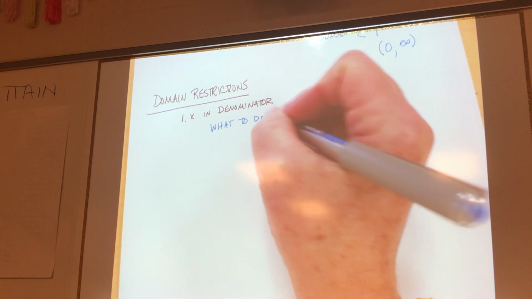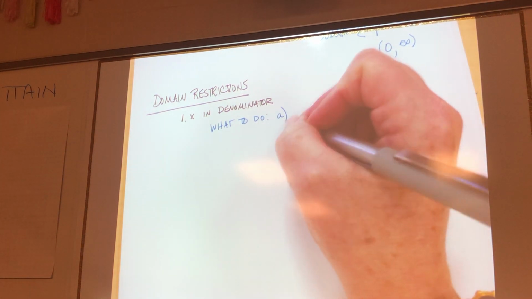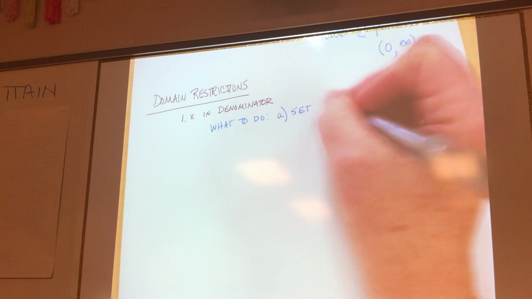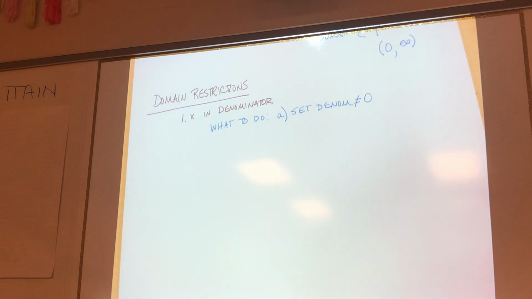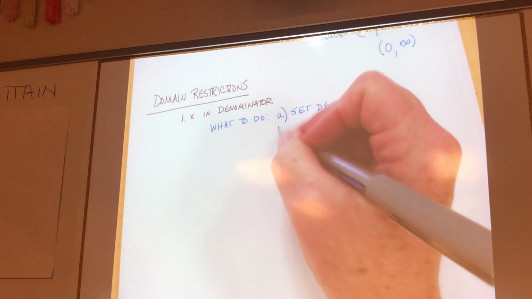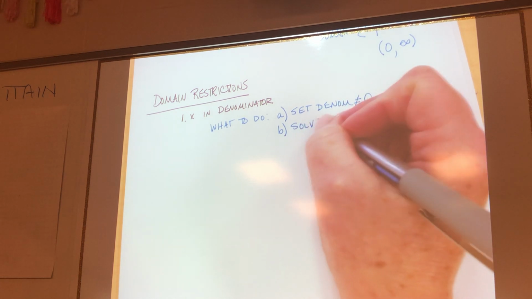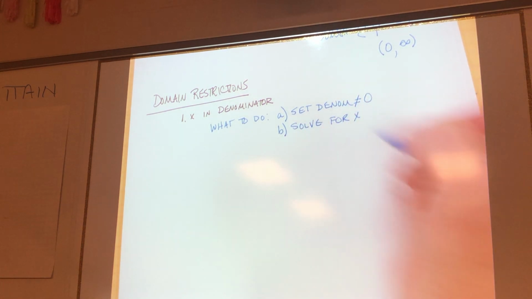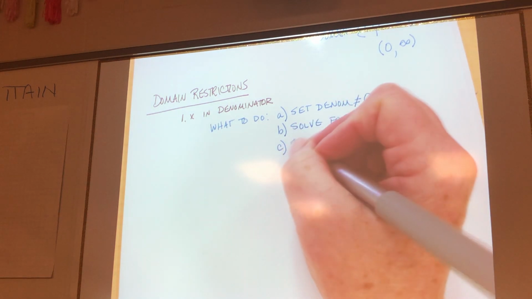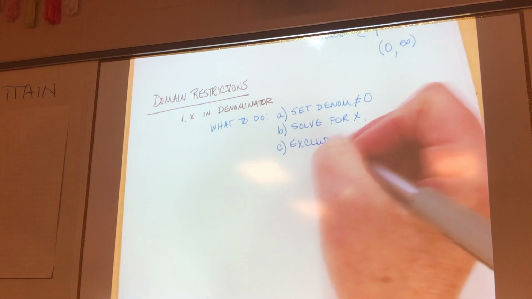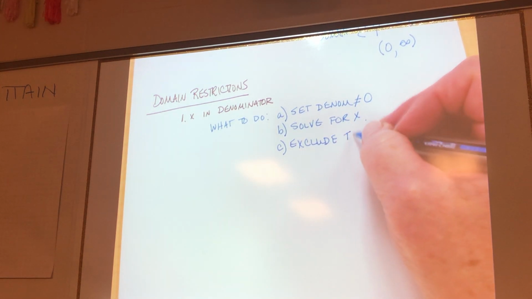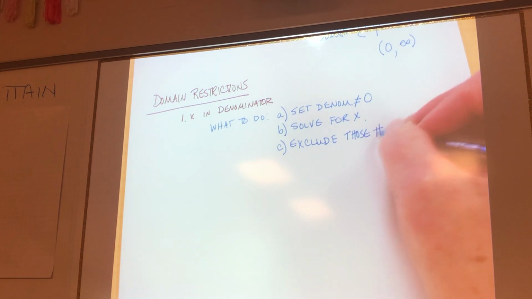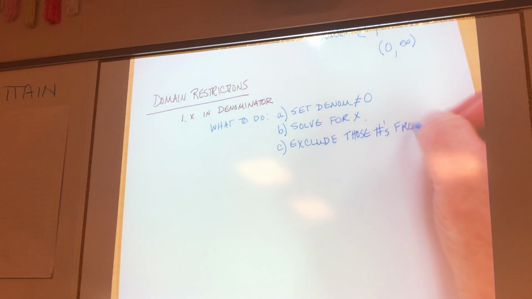So what to do if you have an X in the denominator? Well, first of all, you will set the denominator not equal to 0, because we can't have a 0 denominator. Then you will solve for X, and then you will exclude those numbers or number from the domain. Might be 2, might be 1.